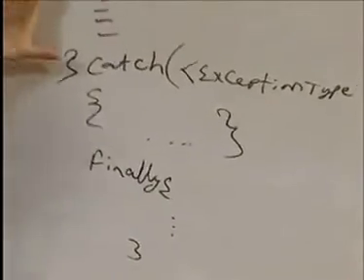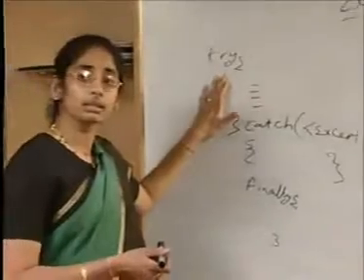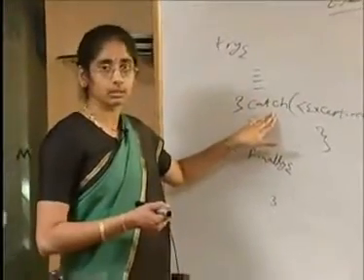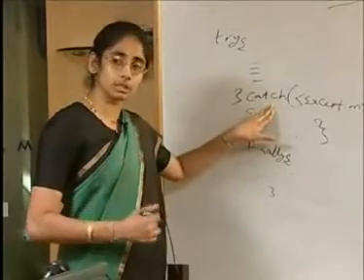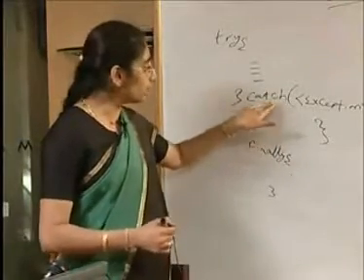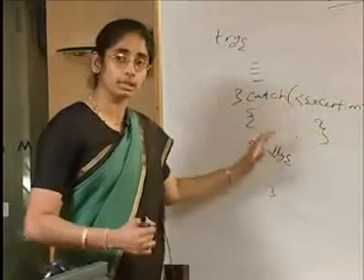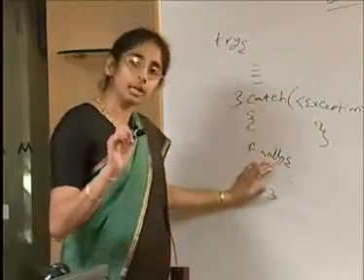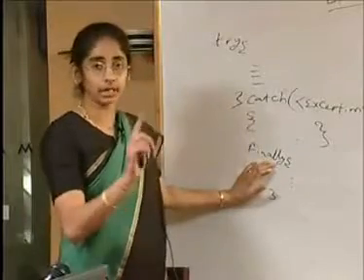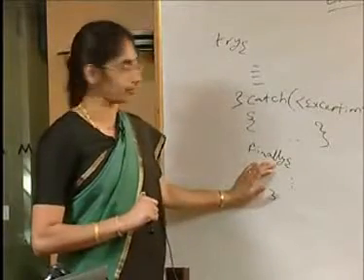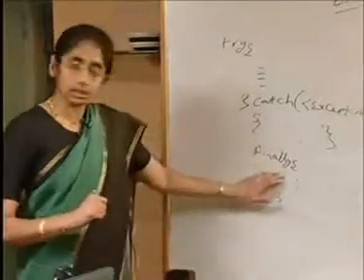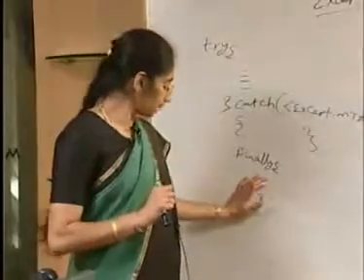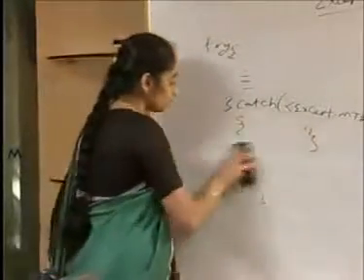For a try block, you can have any number of catch blocks depending on what type of exceptions you want to handle. So for every type of exception you might have a separate catch block, but for a try there can only be one finally block. For one try, one finally block. The finally block gets executed regardless of an exception. We'll come back to the finally block a little later.